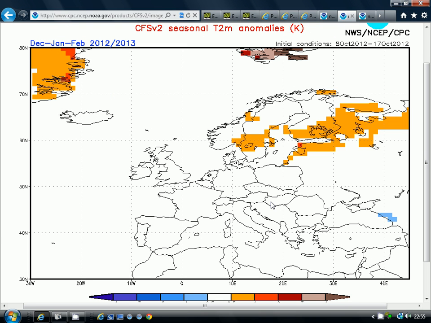For temperature, the temperature anomaly for the 3 monthly period, well, we're near normal here around much of the British Isles, but notice these above average temperatures here around Scandinavia. You would expect that with a westerly dominated winter.